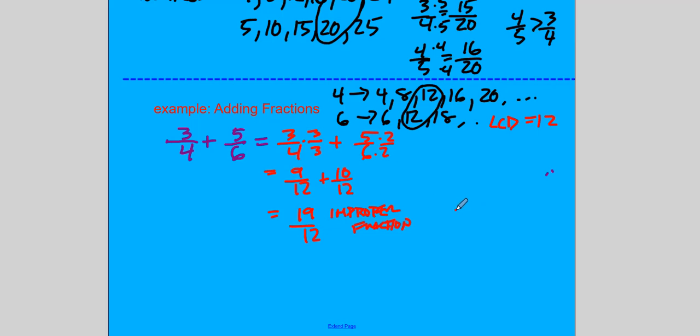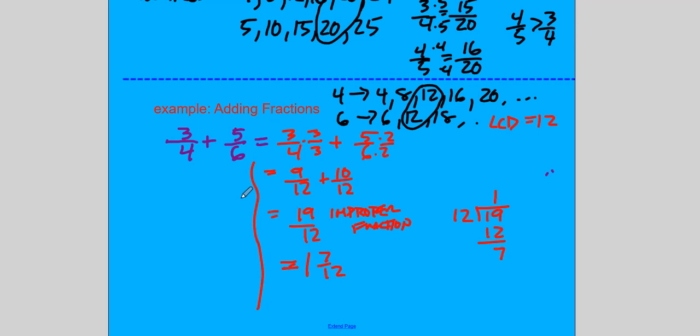So to make it a mixed number, we divide the denominator into the numerator. 12 goes into 19 once. 1 times 12 is 12. Subtract, that's 7. So the mixed number is 1, that's your whole number of times, and the fraction is 7 over 12. Again, you could have used 24 as your least common denominator here.